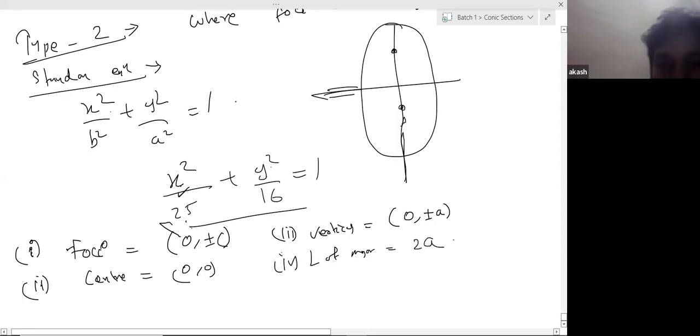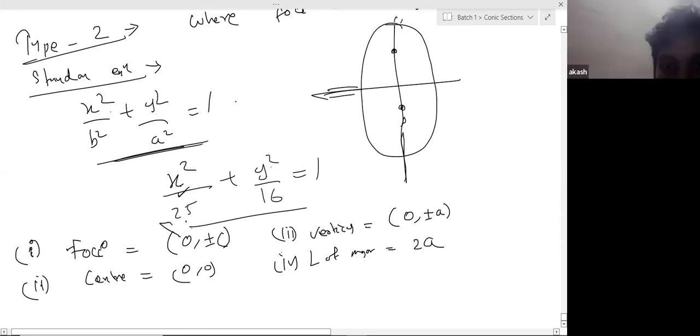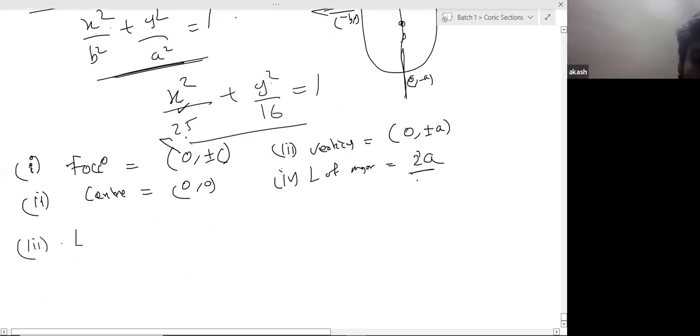Don't change the numbers here because we change the numbers in this equation itself. So here the coordinates will be 0 comma a and 0 comma minus a. And this is b comma 0 and minus b comma 0. Never change the numbers here. Length of major axis is 2a. Length of minor axis 2b.